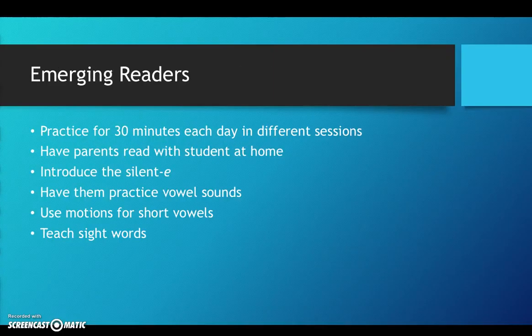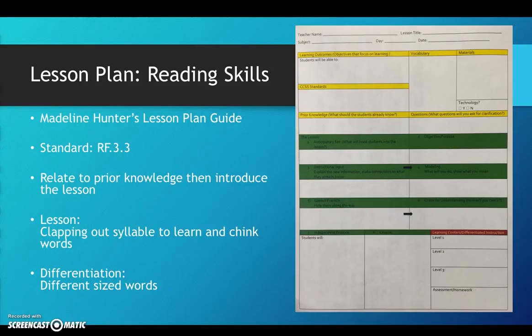Emerging readers: practice for 30 minutes each day in different sessions. Have parents read with the students at home. Introduce the silent E. Have them practice vowel sounds. Use motions for short vowels. Teach sight words.